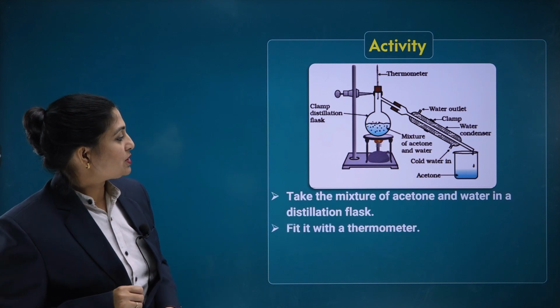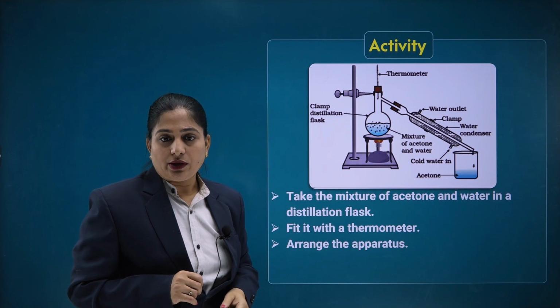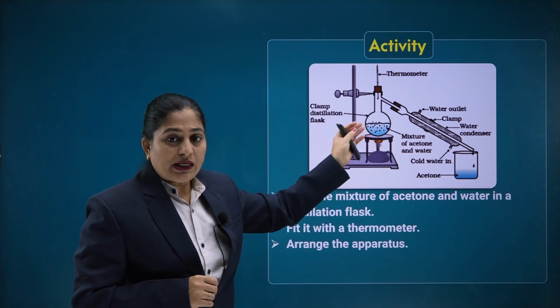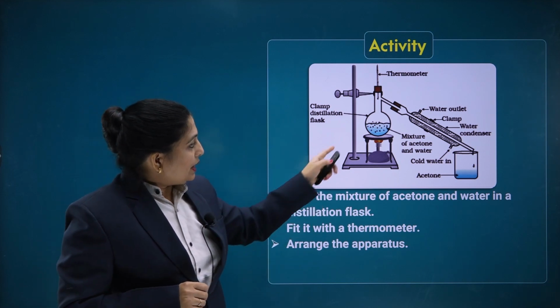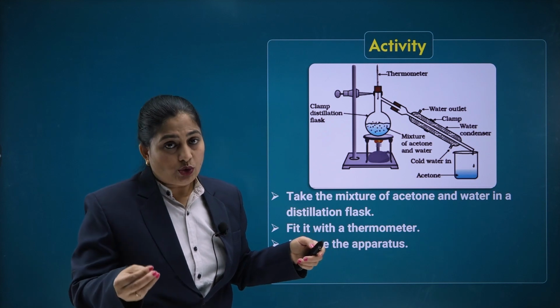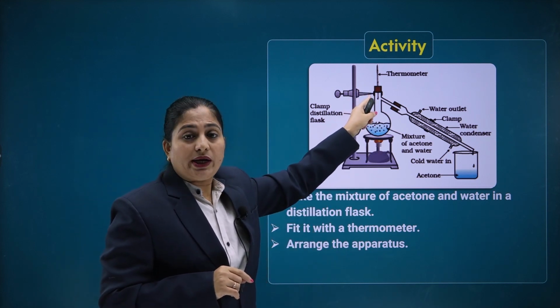What we do in this process, we take a mixture of two components. Say I have taken acetone and water, and we set up an apparatus with a burner and heat it. What will happen on heating? The one with the lower temperature, the lower boiling point, acetone which has the lower boiling point, changes into vapors. It starts converting into vapors.